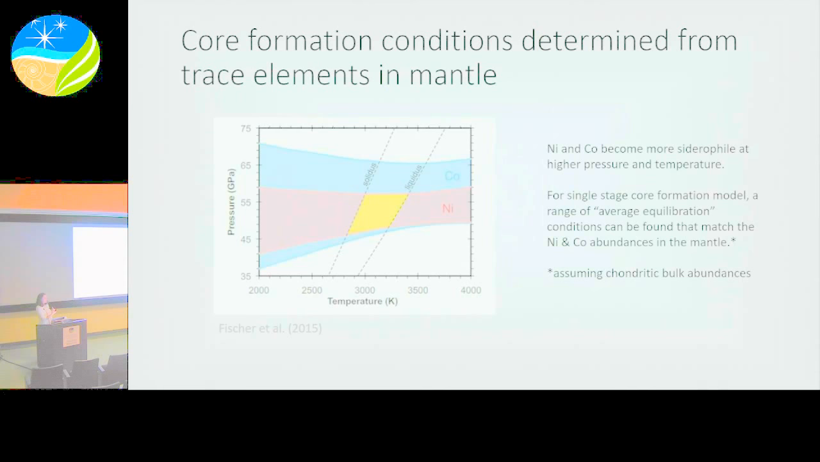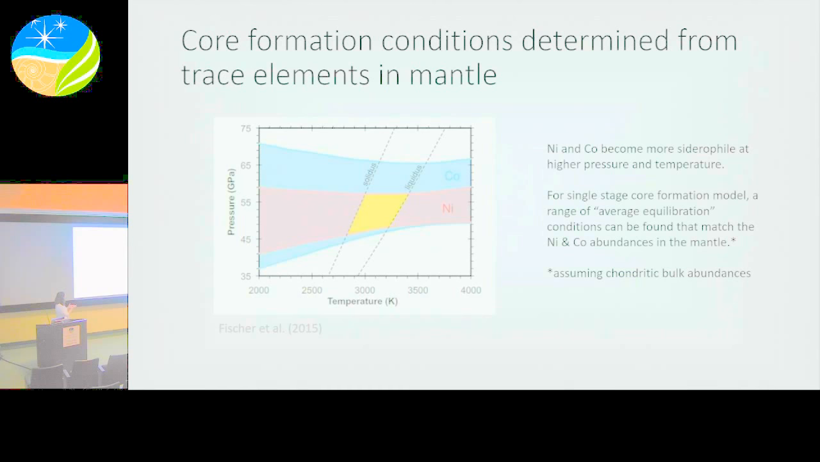So nickel and cobalt become more siderophile, or more metal-loving, at higher pressures and temperatures. And so if we assume a bulk chondritic composition for the Earth, we can take the composition in the mantle and infer the abundance of those elements in the core, and then try to use the partition coefficients to constrain the conditions at which the metal and silicate equilibrated.